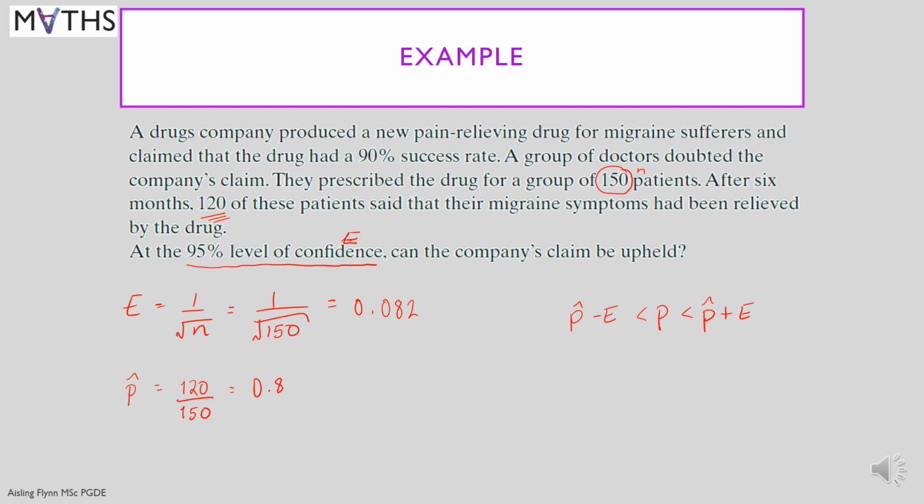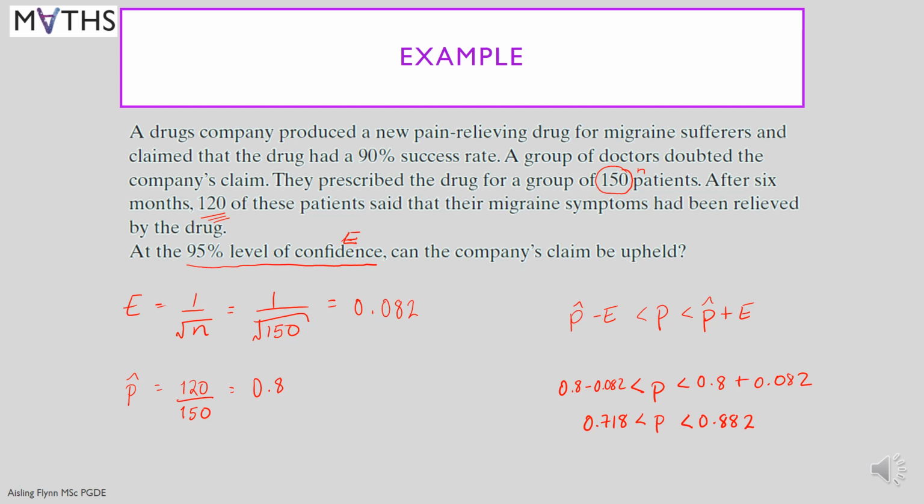Okay, let's do our interval. So 0.8 minus 0.082 up to 0.8 plus 0.082. Let's do the subtraction and the addition. The subtraction gives me 0.718 or 71.8%, and the addition gives me 0.882 or 88.2%.